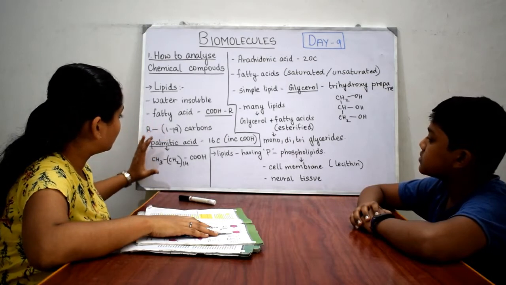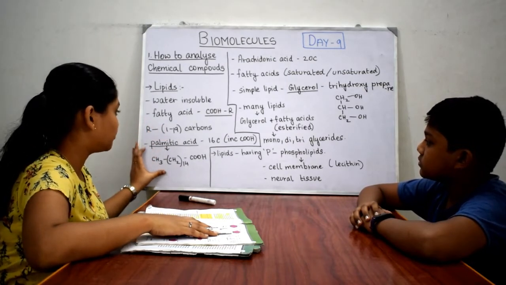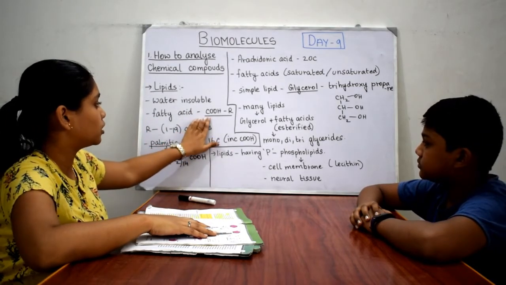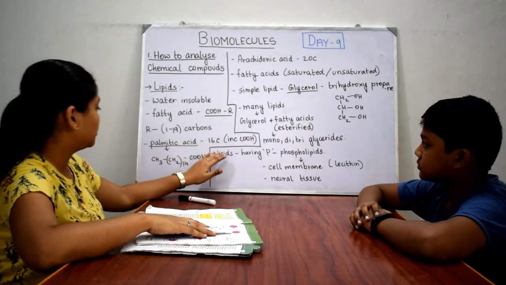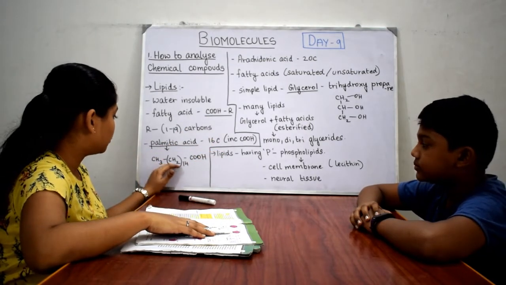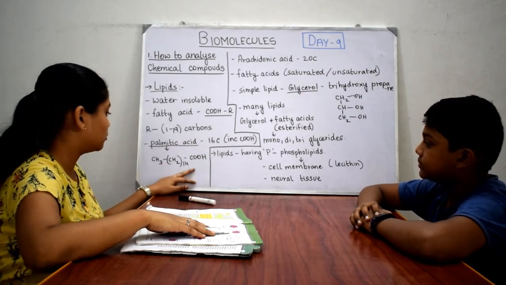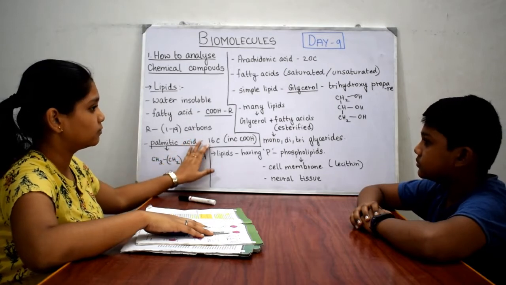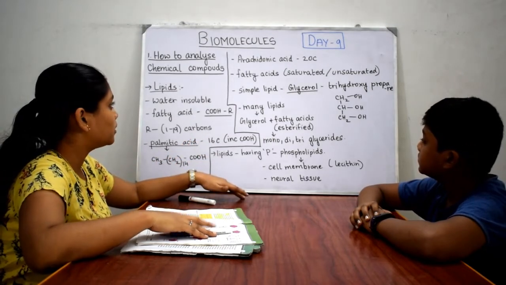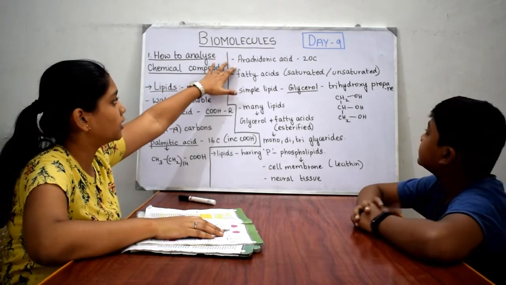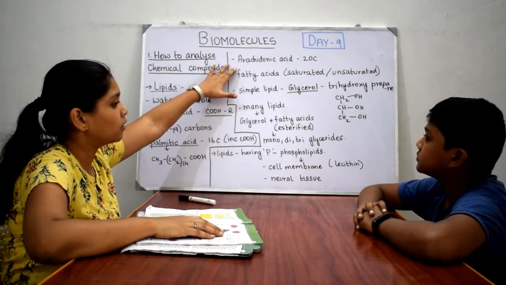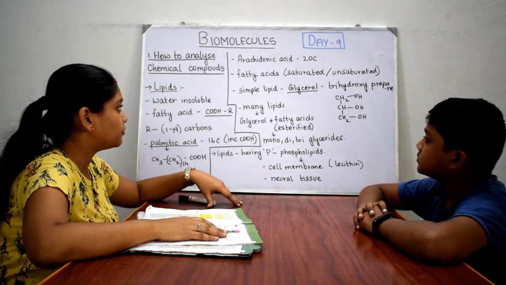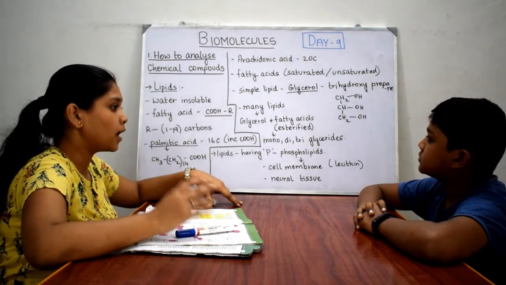For example, if you take palmitic acid, it's a fatty acid, and it has 16 carbons, including the carbon present in the carboxyl group. Its formula is CH3, CH2 14 times, COOH. If you count all the carbons, the count will be 16. The other example is arachidonic acid, which contains 20 carbons, including the carbon present in the carboxyl group.